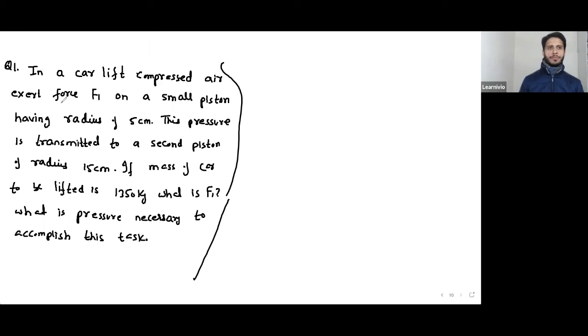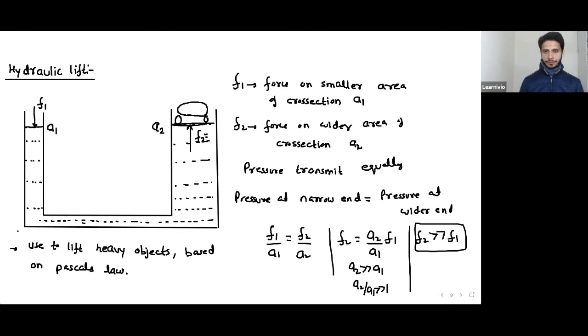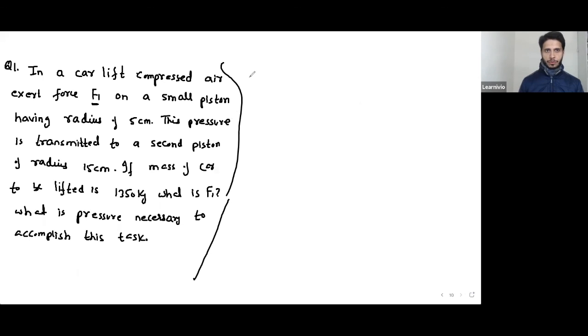So in a car lift, compressed air exerts force F1 on a small piston having a radius of 5 centimeters. So this is basically F1. So you can calculate the area of the piston. The area of the piston is just pi r squared. So that's pi into (5 into 10 raised to the power minus 2) squared. So the area of the piston is 25 pi into 10 raised to the power minus 4 meters squared.